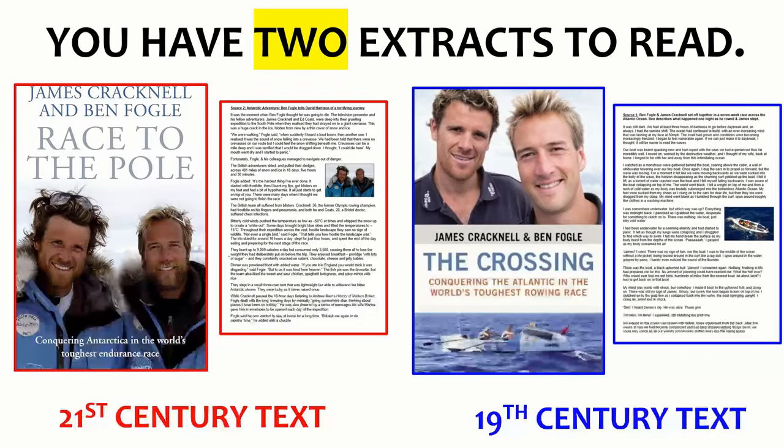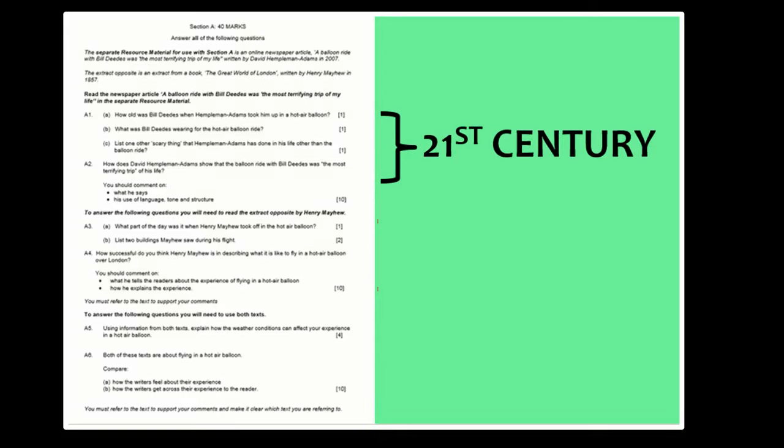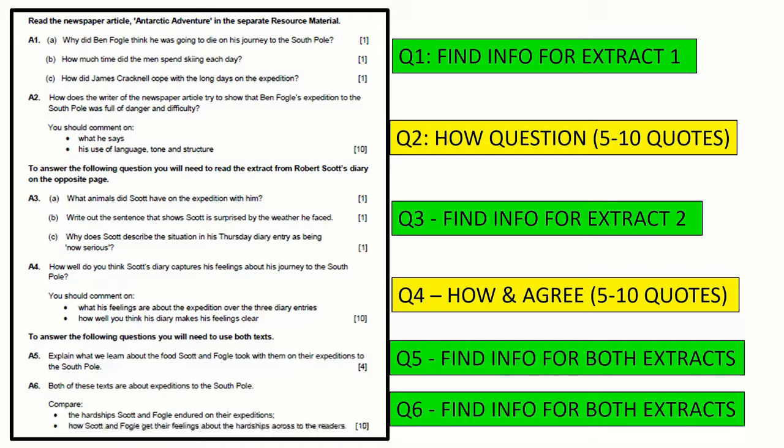Normally the 2 extracts will be 200 years apart. However, I've picked 2 extracts by the same people just because I like the extracts. But in your exam, you have one from the 21st century and one from the 19th. Questions 1 and 2 are from the first extract, 3 and 4 are from the second, and 5 and 6 are on both. I've used 2 colours here, green and yellow, because really there are only 2 kinds of questions in this exam. There's comprehension, so finding quotes in the text, which is the green, and the yellow is language analysis and stuff like that.